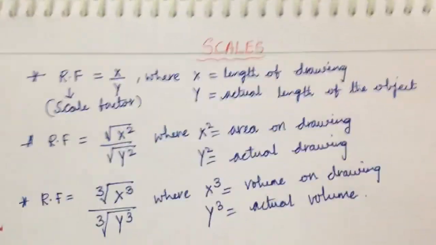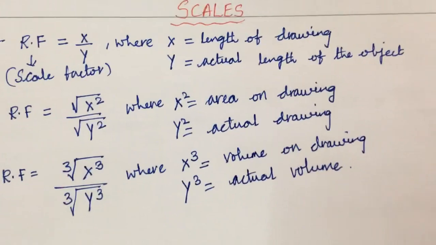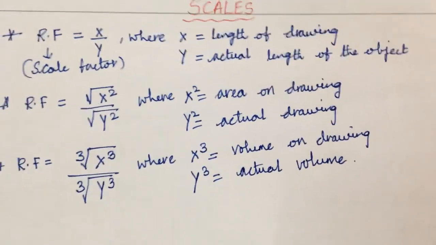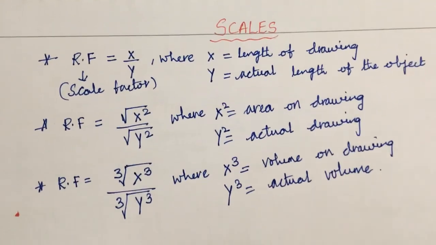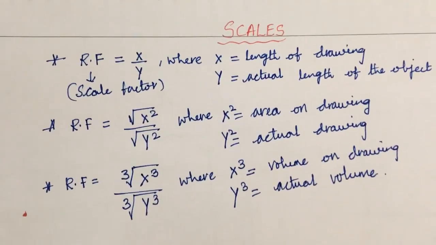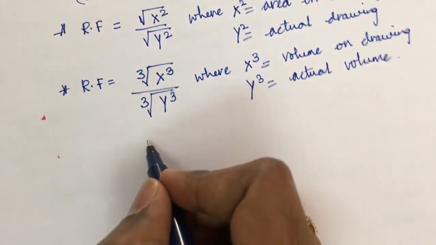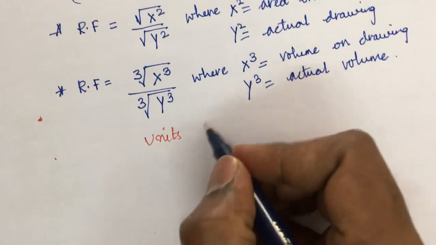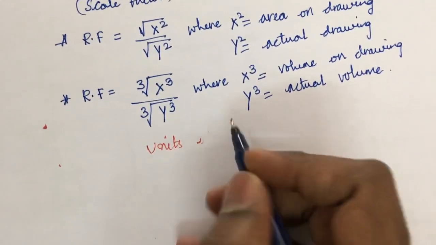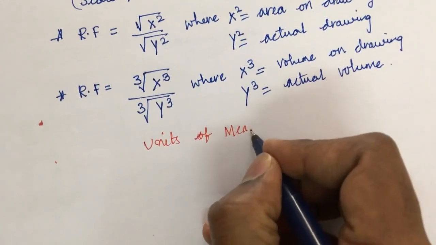Once the RF of the scale is done, we are supposed to look at the units of conversion. Now, what are the different units of conversion? I am going to give you a very simple idea. There are different units, isn't it? Units of measurement to be known to each and every individual, and you need to convert them.